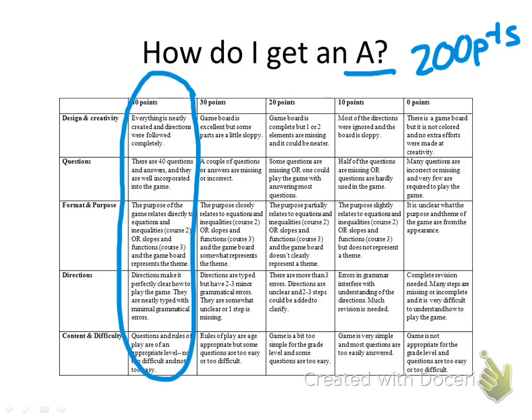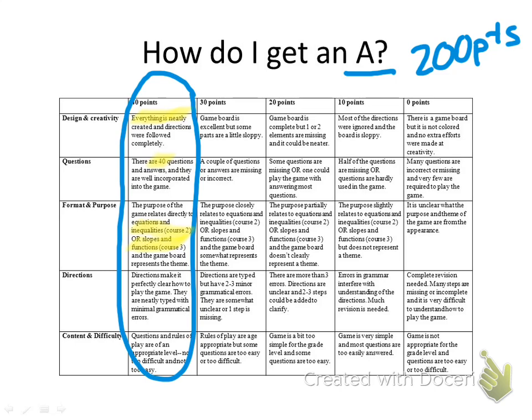First, everything in your game board needs to be neat and created, and directions are completely followed. Next, there need to be 40 questions and answers, and they are well incorporated into your game. The purpose of the game relates directly for Course 2 to equations and inequalities. If you're in Course 3, pre-algebra, it must have slopes and functions. And the game board represents that theme.